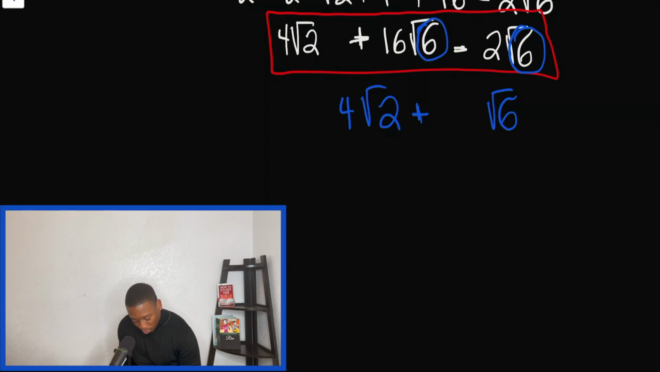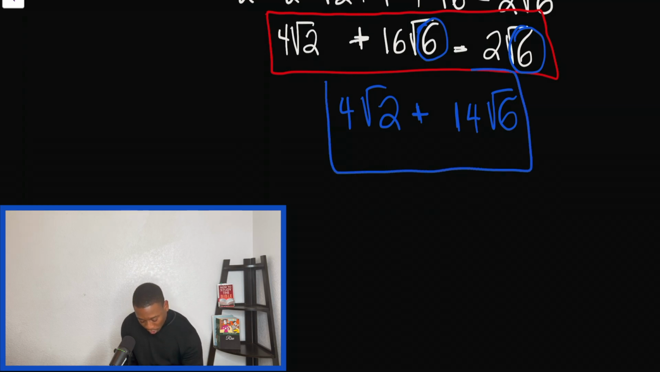our similar radicals, right? They're going to be like a variable, so it stays the same. Radical sticks will just stay the same. And we're going to do 16 minus 2. So our final answer for this problem should be 4 radical 2 plus 14 radical 6.